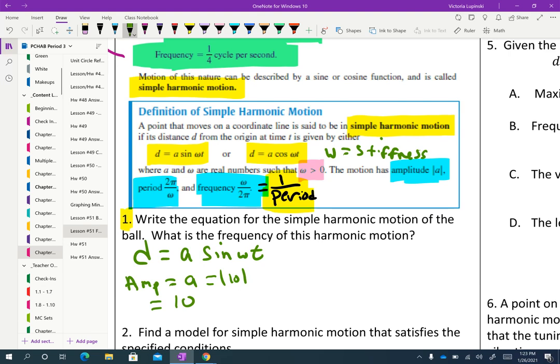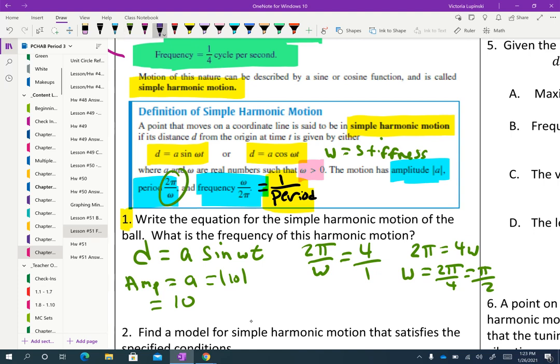Then we know that the period is equal to 2 pi over w. Because it took exactly 4 seconds to go through the entire motion, we're going to set that equal to 4. Cross multiply, so 2 pi equals 4w. W equals 2 pi over 4, which is pi over 2. So from here, we now have everything that we need to write our equation.